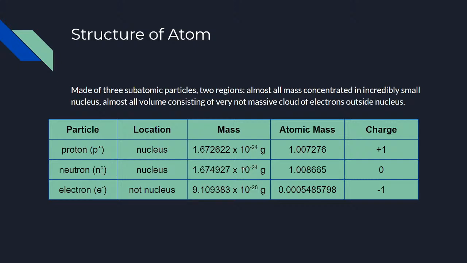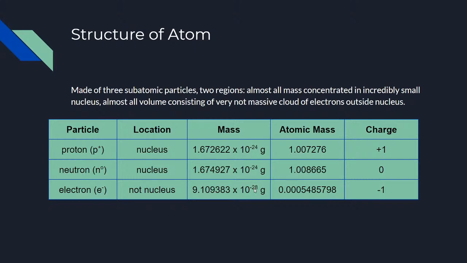which are very massive particles, about 1,000 times more massive than electrons, or actually, in fact, about 1,800 times more massive than electrons. You don't have to memorize the masses of these things. Those numbers are a little bit too wonky for that. So the proton, 1.672622 times 10 to the negative 24th grams. Neutrons are just slightly heavier, 1.674927 times 10 to the negative 24th grams. And electrons a lot smaller, 9.109383 times 10 to the negative 28 grams.